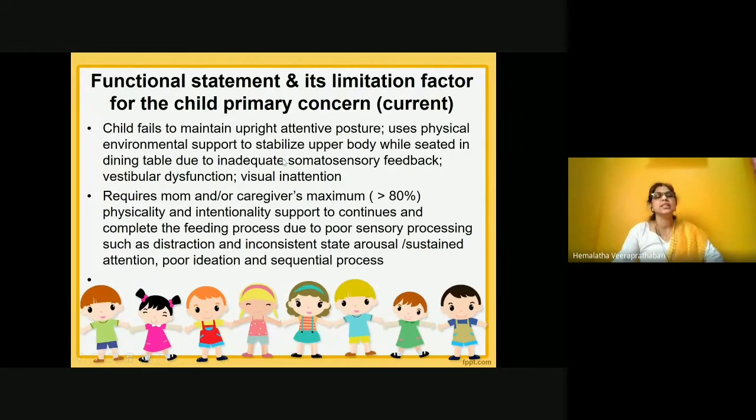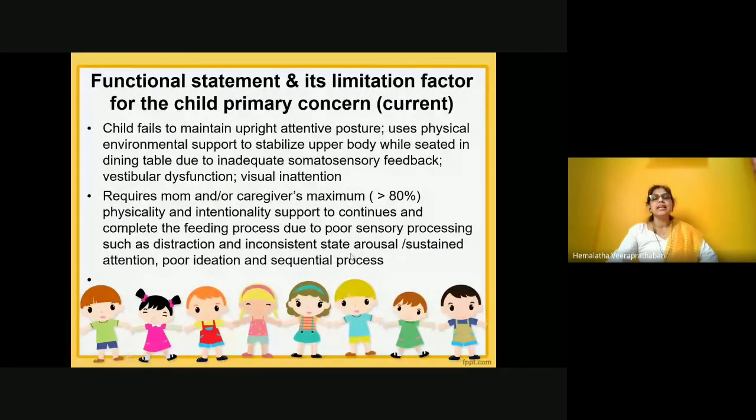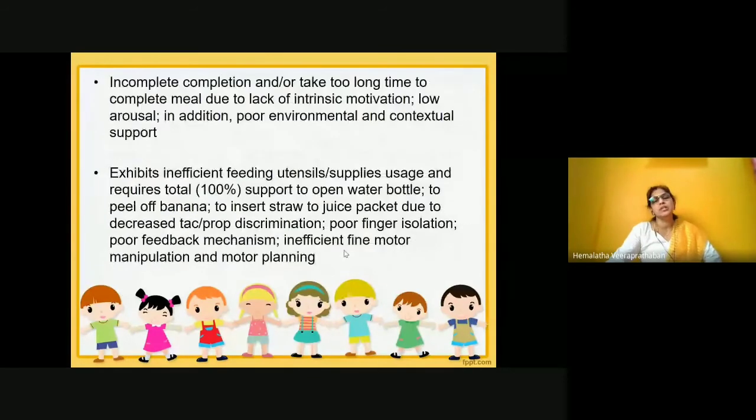This was the hypothesis. The second problem listed is that she requires mom and caregiver maximum support, more than 80% physical and intentionality support, to continue and complete the feeding task due to poor processing. She is easily distracted. She has poor internal motivation, inconsistent state of arousal, sustained attention, poor ideation, and sequential processing. She has incomplete completions and takes too long to complete the meal due to lack of intrinsic motivation and low arousal, in addition to poor environmental and contextual support. For the second problem, I can even add a social context limitation. Mom doesn't know how to promote it either, okay?